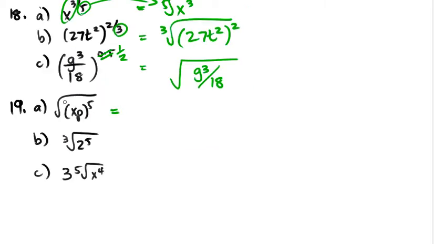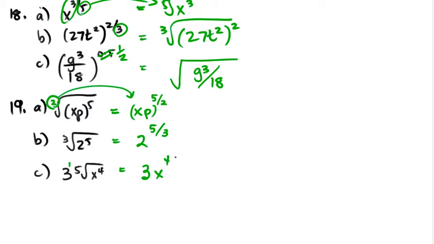So if there's no number here, you have to think about that index as being a 2. That'll become the denominator. So x^p is raised to the 5 over 2. As I said, the index becomes the denominator. So for this one, it's 2 to the 5th, and the index is a 3. It becomes the denominator of the exponent. And this is 3 to the 1, so just leave that. And x to the 4th has an index of 5, so the denominator is 5.